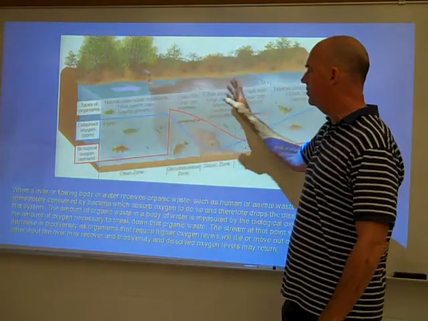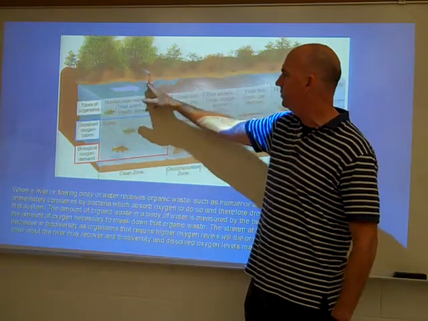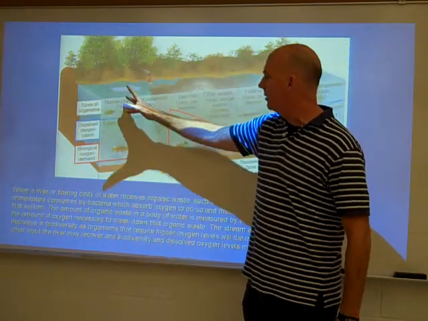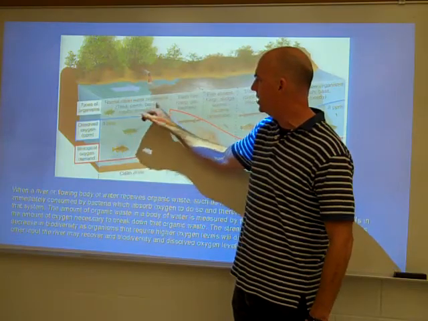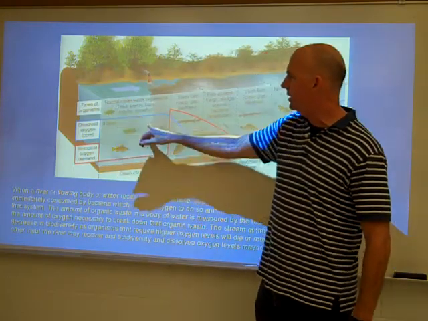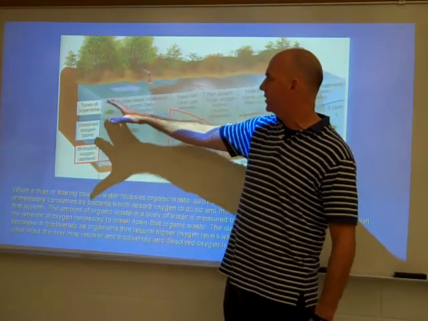So you've got this flowing river. Before the input of organic waste, maybe coming from an animal farm, maybe raw sewage, you've got a nice healthy stream with indicator organisms, fish and other things like stonefly and mayfly larvae that need high oxygen levels, and they can survive in there. Everything's good.